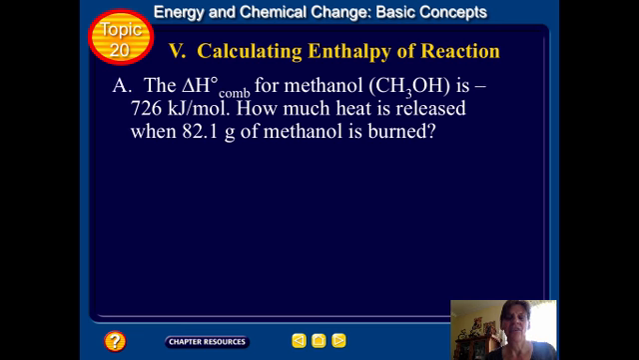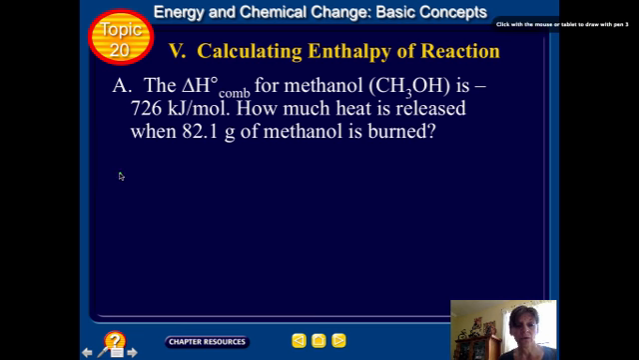All right. So let's practice one of those problems. If we find that the heat of combustion for methanol is 726 kilojoules per mole, of course that's negative because it's a combustion, how much heat is released if we have 82.1 grams of methanol?